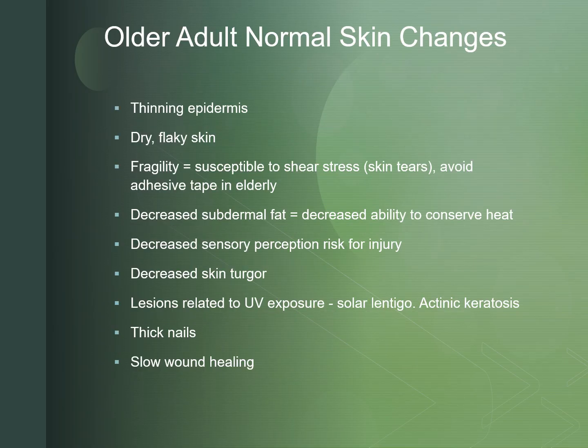So lastly, in this lecture, we're focusing specifically on normal aging changes in the skin. This is really important because these patients are at higher risk for injury and complications with that thinning epidermis, making it more fragile and easy to injure, dry, flaky skin due to decreased oil production, which can lead to itching, which can increase the risk for skin breakdown, fragility and shear risk. So their skin, since it's much more fragile, any minor friction can cause skin tears.